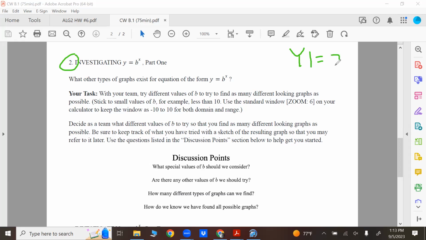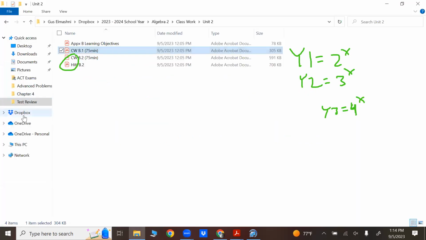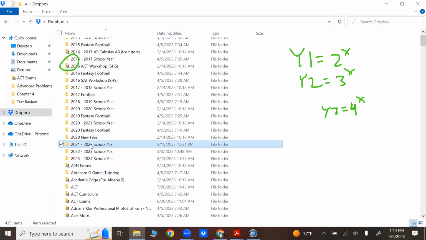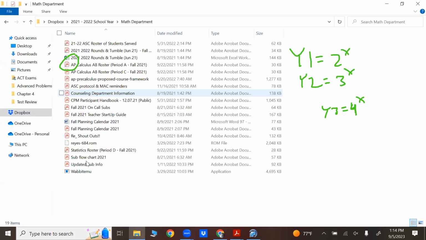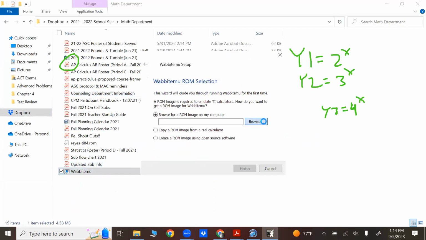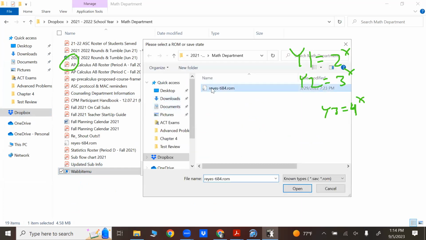Let's do y equals 2 to the x. Let's also do 3 to the x. And let's do 4 to the x. So I'm going to pull up my graph calculator as well and see what happens.